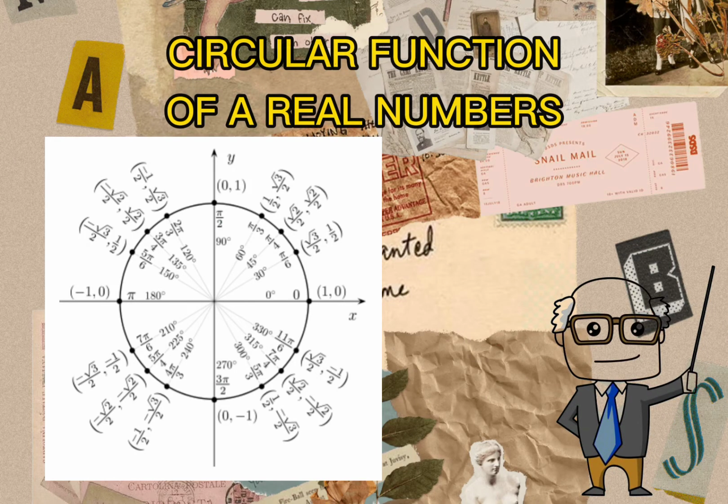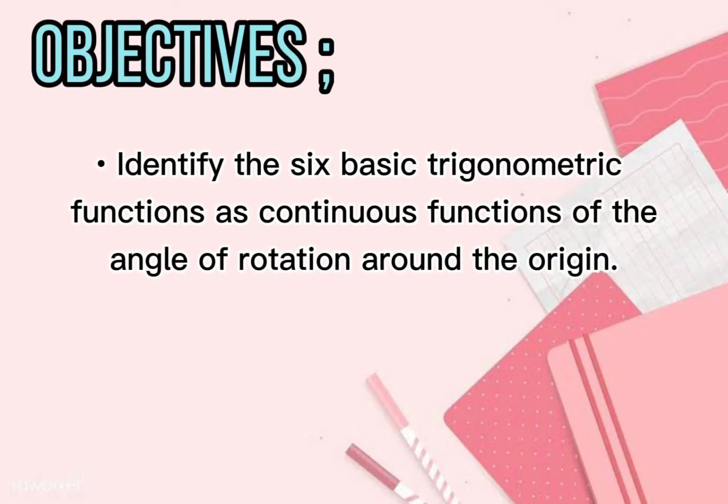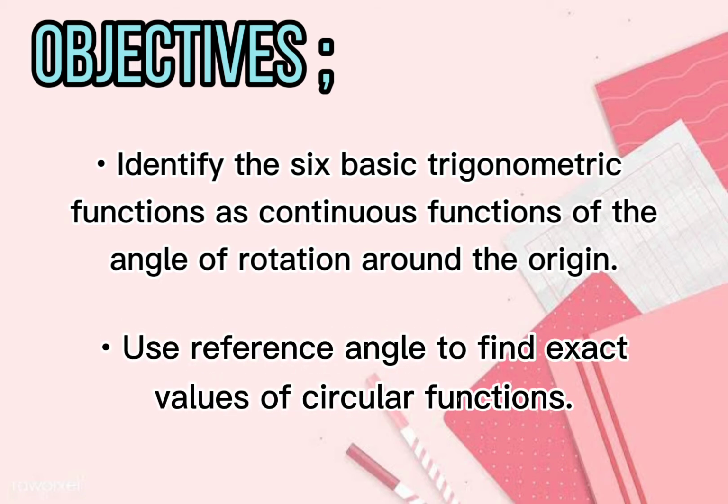Circular functions of real numbers. In this lesson, we will review the trigonometric ratios of angles of rotation around the coordinate grid as continuous circular functions. The connection will be made between how the ratio changes as the angle of rotation increases or decreases, and how the graph of the function depicts the change. Objectives: identify the 6 basic trigonometric functions as continuous functions of the angle of rotation around the origin. Use reference angles to find exact values of circular functions.